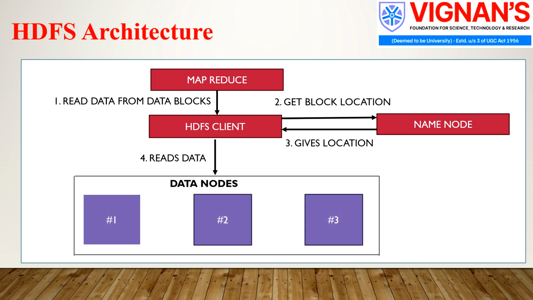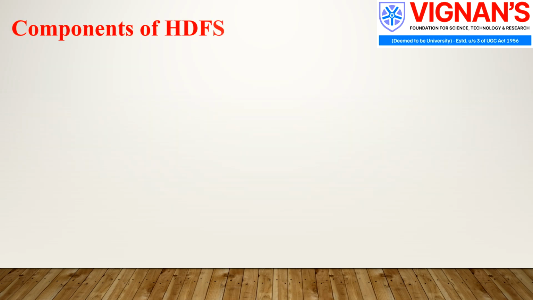3. Step 5, parallel processing. The data is read in parallel from different DataNodes, allowing MapReduce to process large data efficiently and faster. Components of HDFS. The Hadoop Distributed File System, or HDFS, consists of multiple components that work together to store and process large volumes of data efficiently.